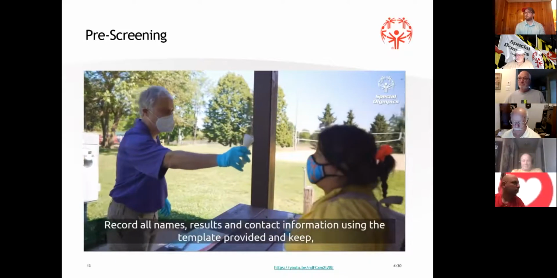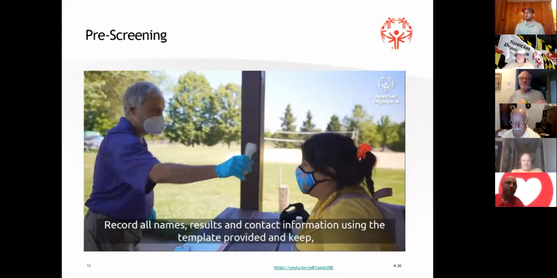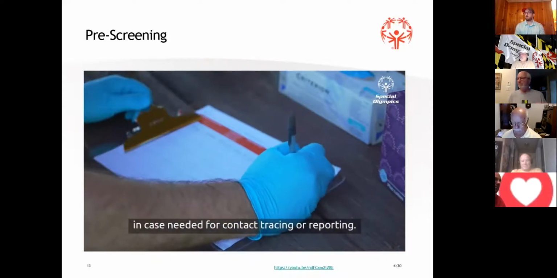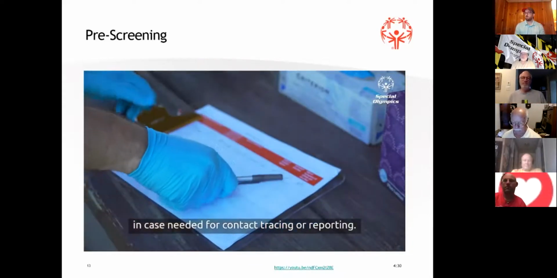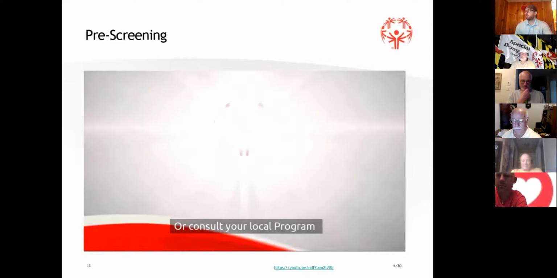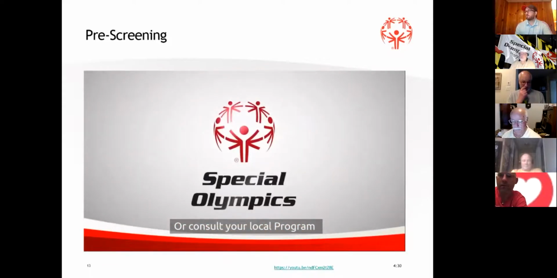Record all names, results, and contact information using the template provided, and keep in case needed for contact tracing or reporting. For more information on Special Olympics Return to Activity protocol and safety guidelines, visit resources.specialolympics.org or consult your local program.